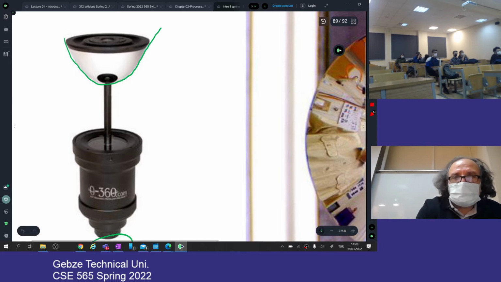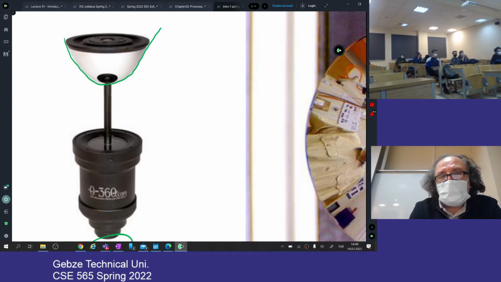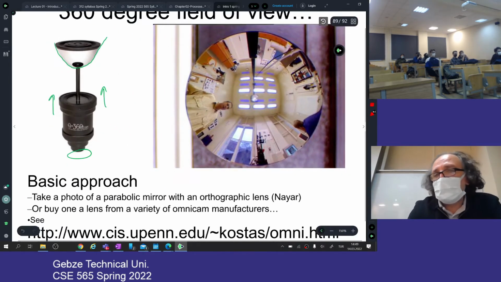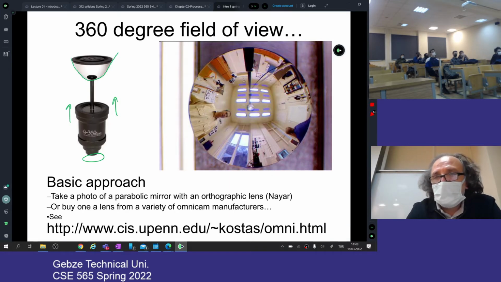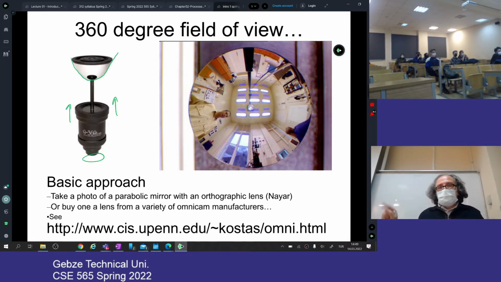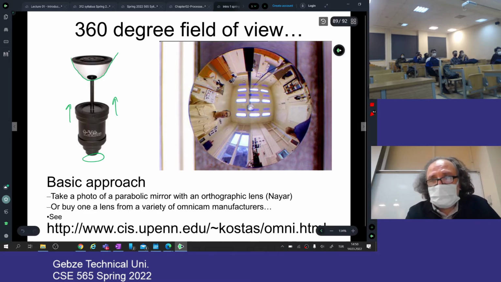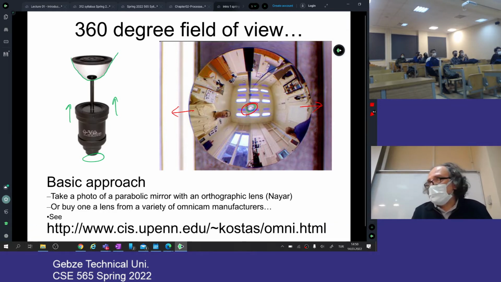This is a mirror, okay? If you look at a mirror like that from underneath, from this direction, you are going to see a 360 degree field of view. You are going to see all around yourself. So this is really the ceiling. This is the left side and this is the right side, and you are seeing the whole room. This is not looking in just one direction.